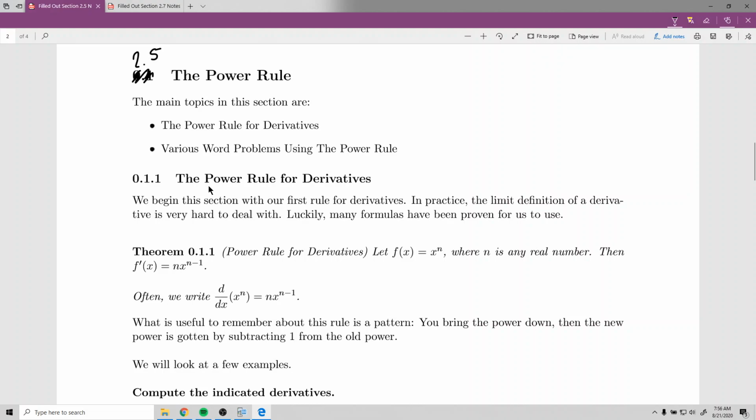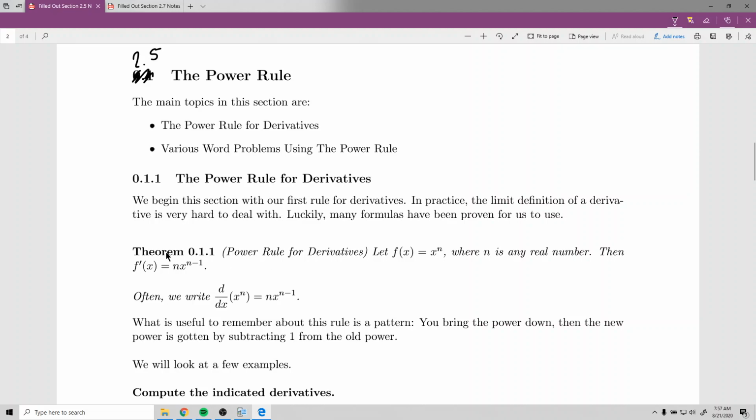All right, so the power rule for derivatives. Pretty much going forward here through chapter 3, we're going to build up a whole bunch of rules for derivatives. That way we don't have to use that long, messy formula from before, the difference quotient. And the power rule is the first one that we learn.